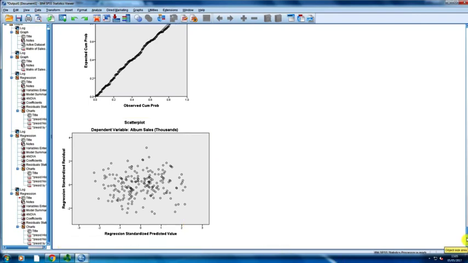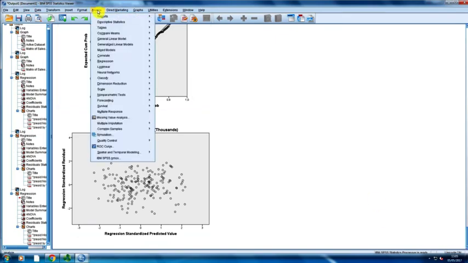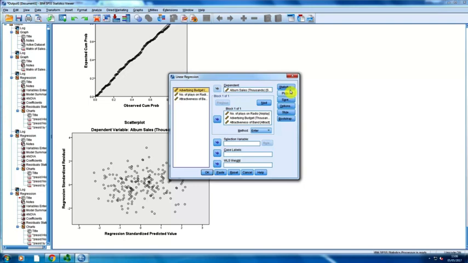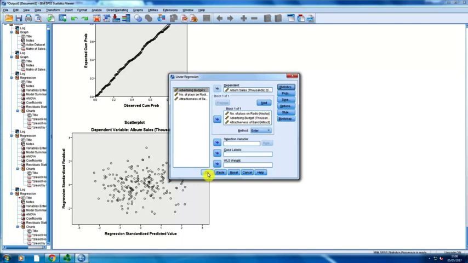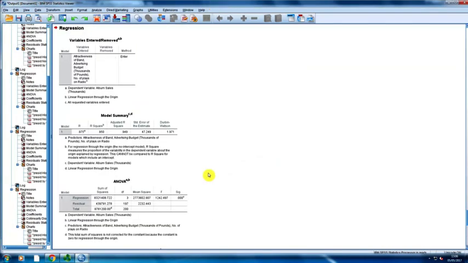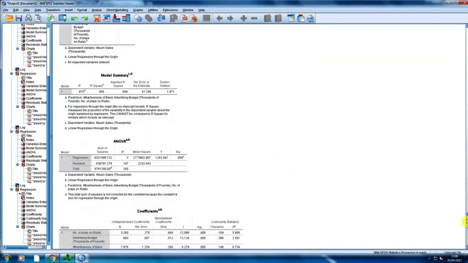One thing that we have missed out in this particular set of analyses is, if I go back to my Regression, Linear, I want to look at the Statistics, and I want the collinearity statistics in there, and the Durbin-Watson. We're going to look at the output associated with those.